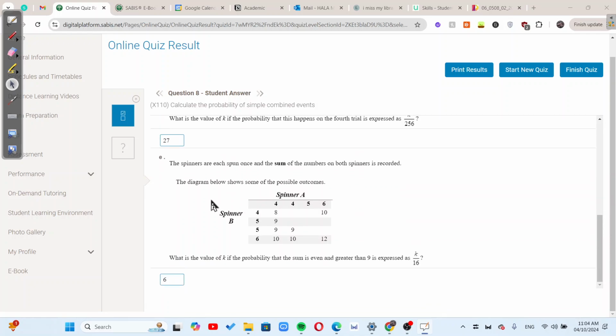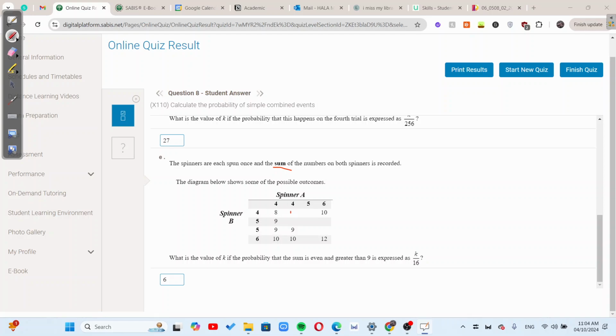The spinners are each spun once, and the sum of the numbers of both spins are recorded. For here, you don't even need to look at the spinners. Just look at your table. And they said the sums. So you know here they're adding these numbers. So I'm going to personally complete the chart to make it a lot easier for myself.